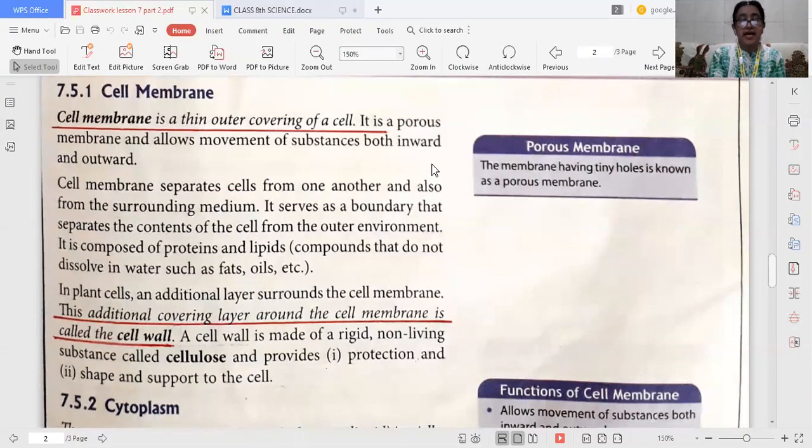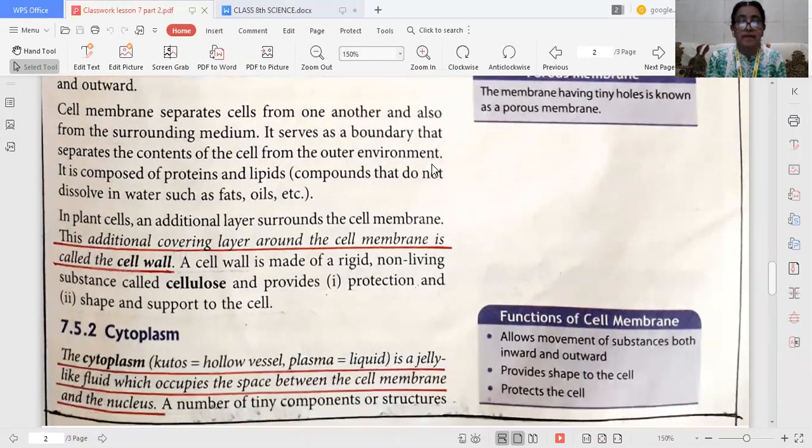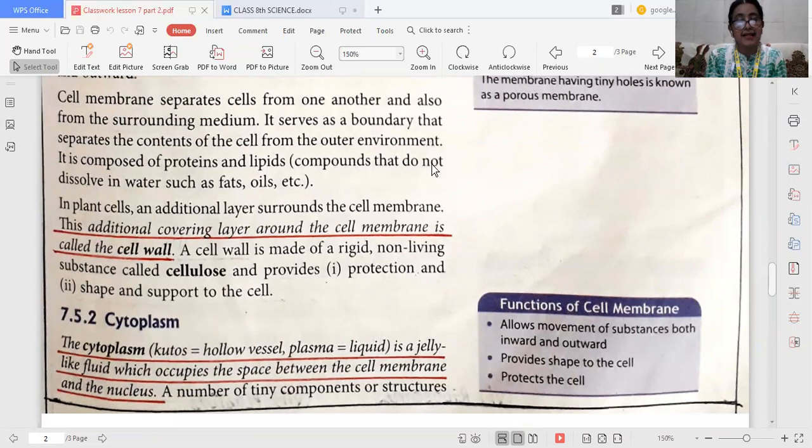In plant cells, there is an additional covering layer around the cell membrane called the cell wall. What is the cell wall? The cell wall is made of a rigid, non-living substance called cellulose. So the cell wall is a non-living substance and it provides protection as well as shape and support to the cell.